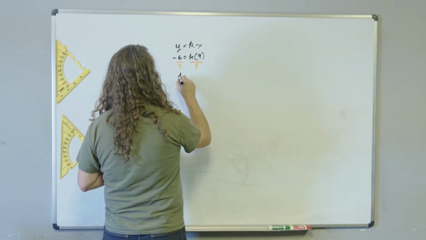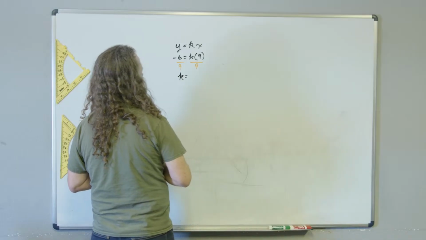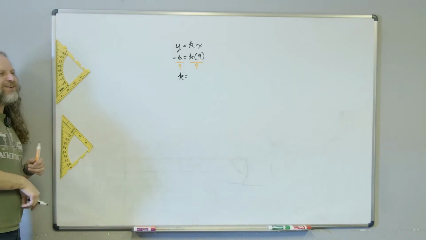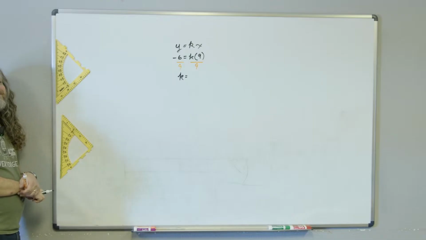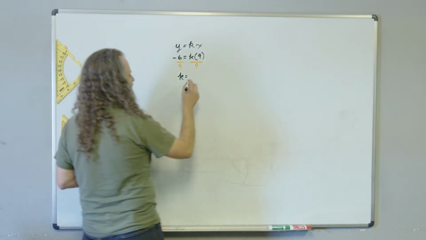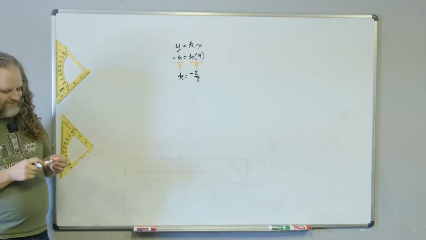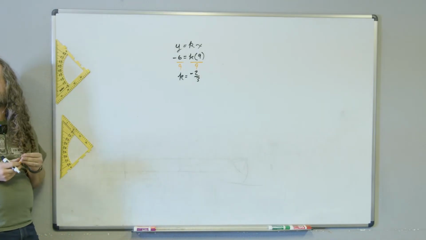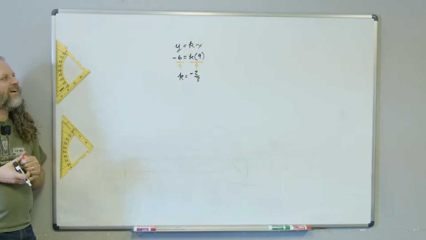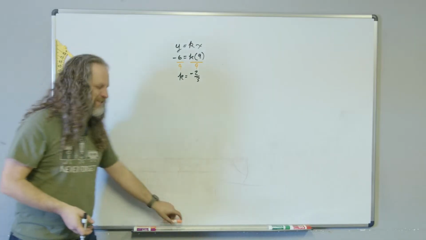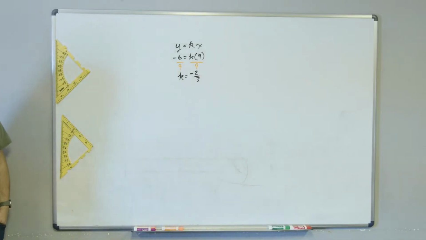So k equals what? Negative 2 over 3. Negative 2/3. Why is it negative?